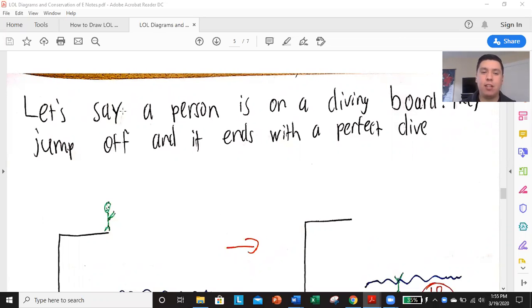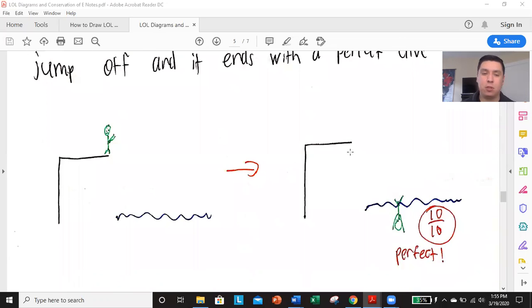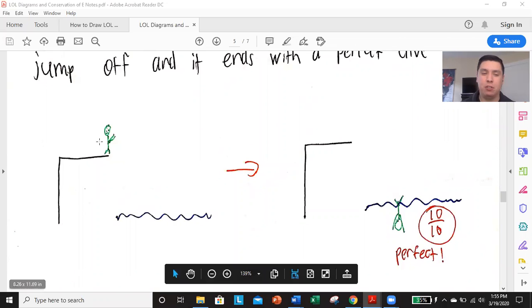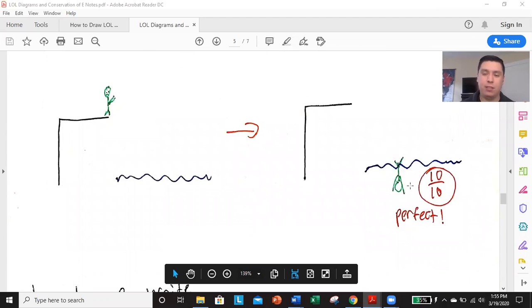Anyway, this is for LOL diagrams. Let's say a person is on a diving board and they jump off and it ends with a perfect dive. So this is my quick drawing. There's one person at the diving board getting ready to jump off. Here's the water, and then he jumped off and landed on the water with a perfect 10 out of 10.